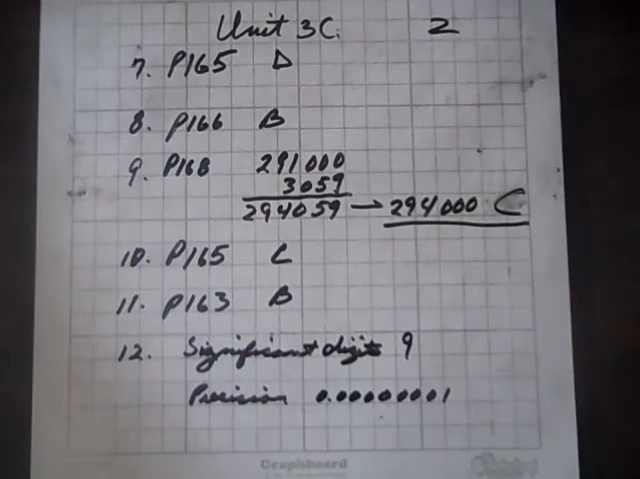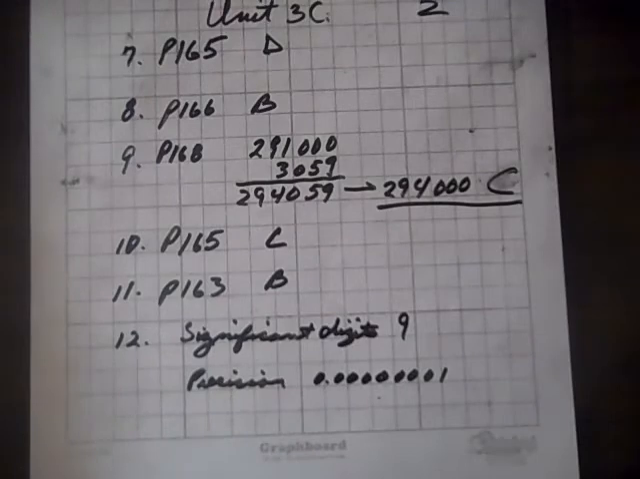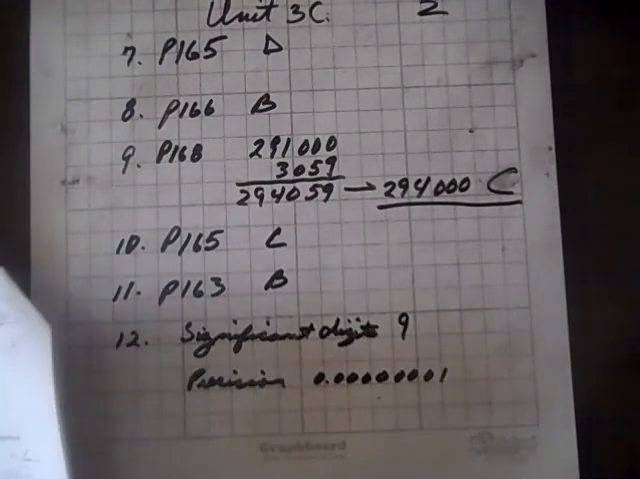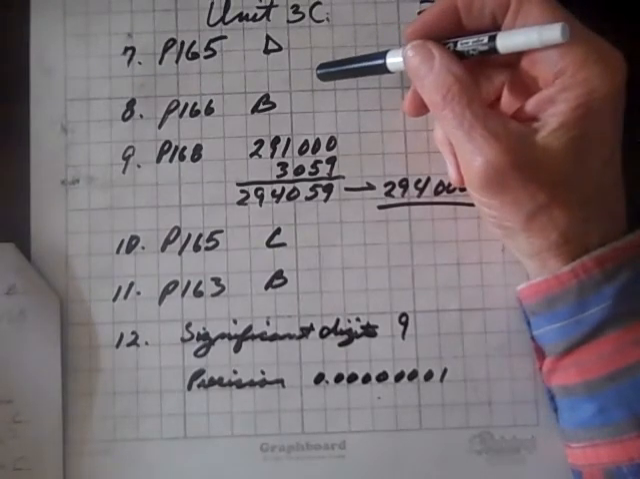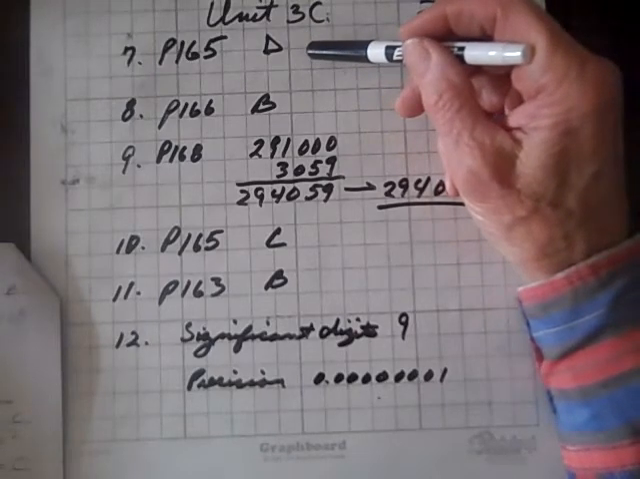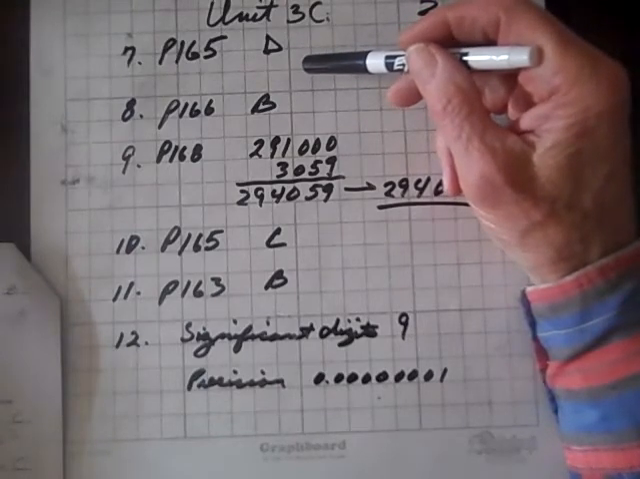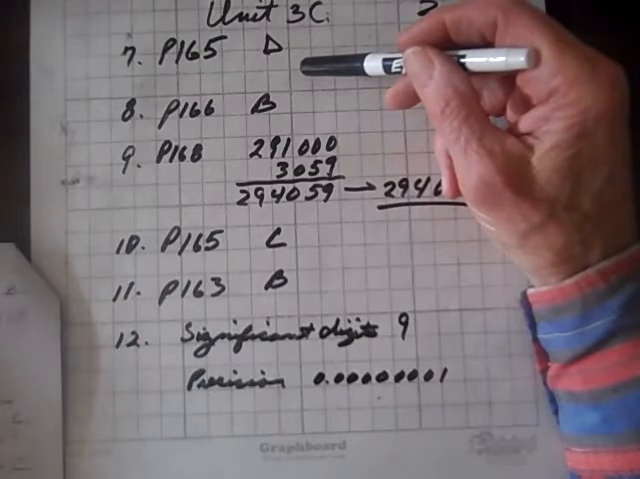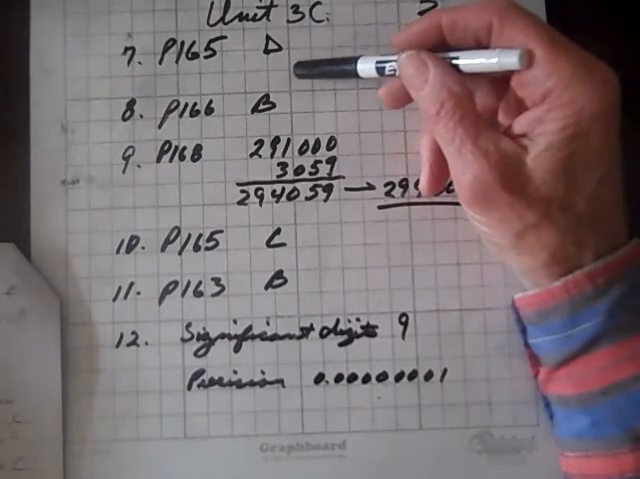Let's keep going here and do number 7. And number 7, page 165, and that has to do with accuracy and precision. The precision of a tenth is more precise, but the error is greater. Whereas 3/8 is closer to 0.4 than 0.5 is, so although 3/8 is less precise, it's more accurate.